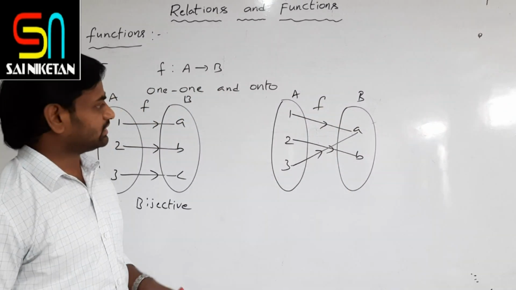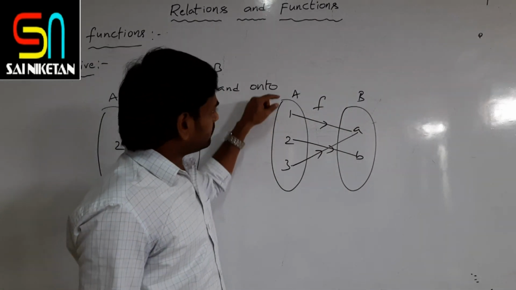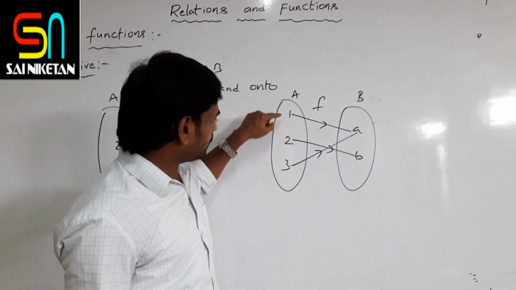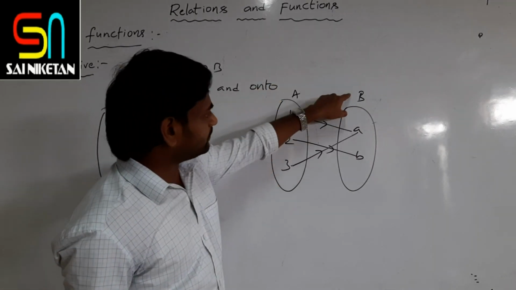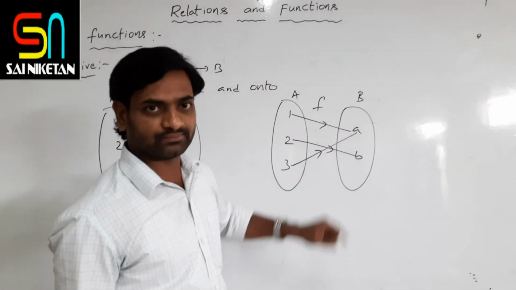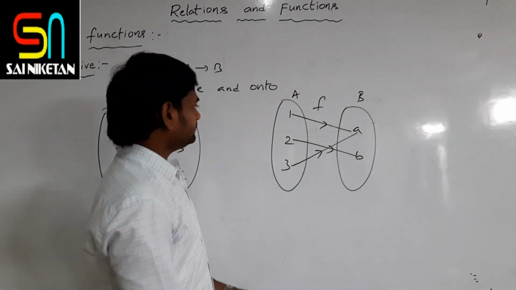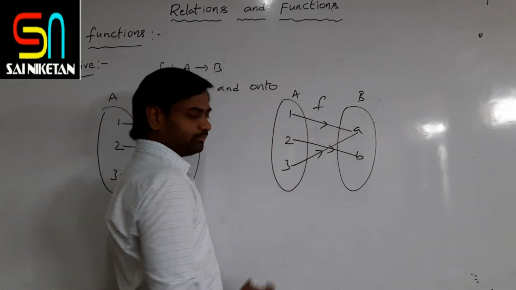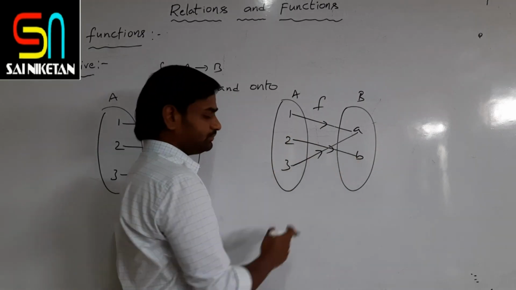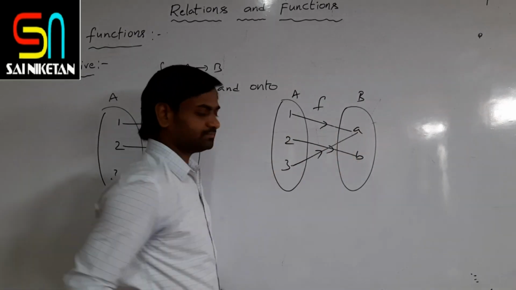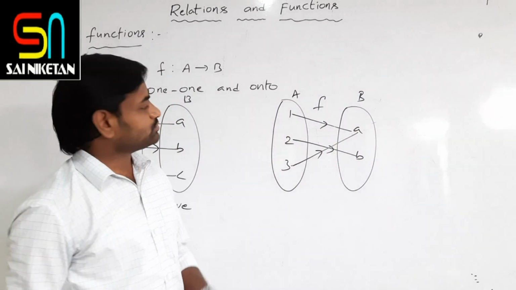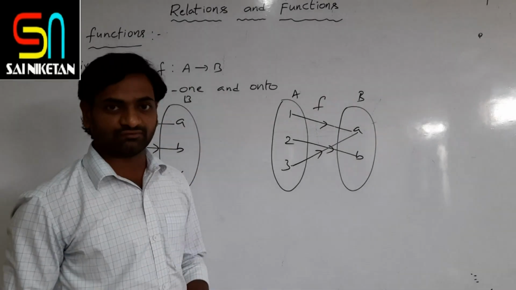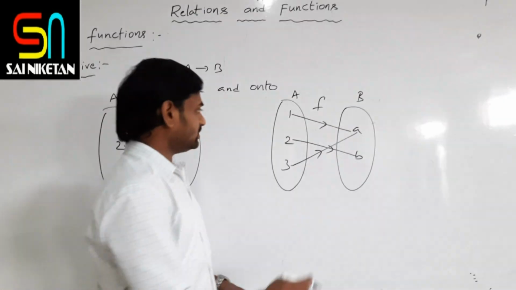If you observe this example, in the capital A, the elements are 1, 2, 3. In the capital B, the elements are a, b. See the mapping here: 1 to a, 2 to b, 3 to a. Now I am checking first, is it one-one or not? See here.